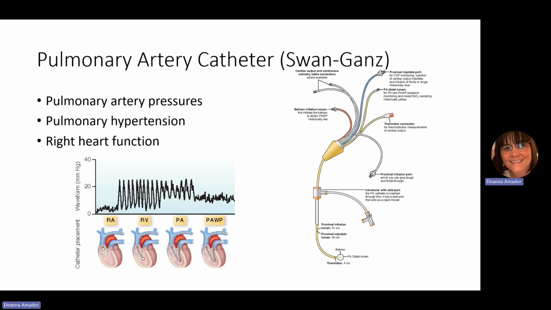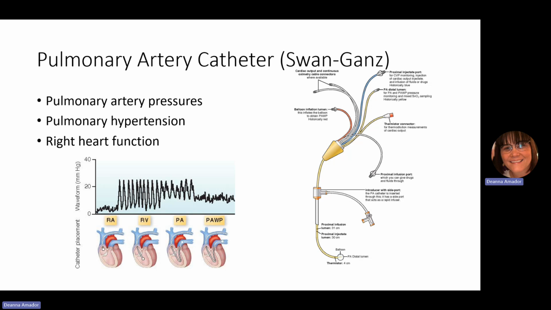You can pass it around, but it threads down through the right IJ, down through the right atrium, into the right ventricle, and then you can see it looping back up, and it sits right before the pulmonary artery. In that third picture, you can see where it's just sitting at the pulmonary artery. Then if there's a little balloon on the end, if you inflate that balloon, it'll actually travel up and occlude the pulmonary artery.